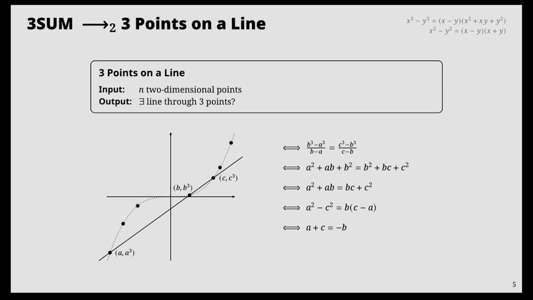Time for another cheat fact: x squared minus y squared is x minus y times x plus y. So again, you can cancel the c minus a from both sides, because there's a minus which you have to put here. OK, that's it. A plus b plus c is equal to 0. A little bit magically, but it turns out that if you put these points, there's a line through 3 of these points if and only if there was a 3SUM solution.